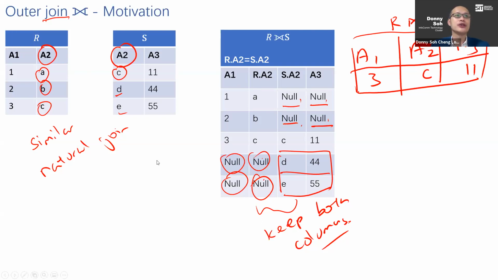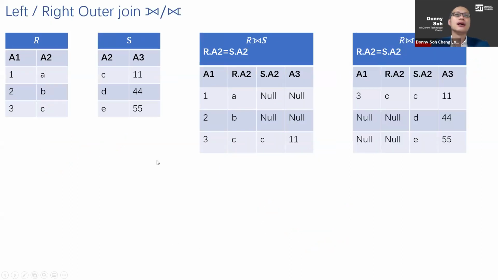Okay, I'm going on to the next one. So there's a left outer join and there's a right outer join. There are times whereby you want to join based on the so-called left side, and some of it you join based on the right side.